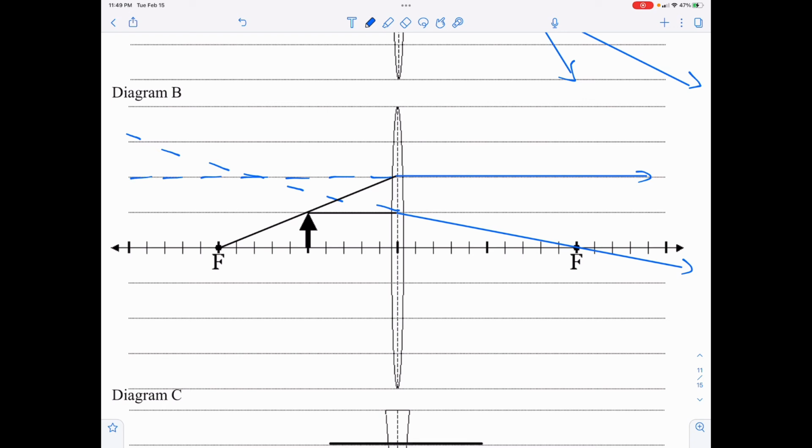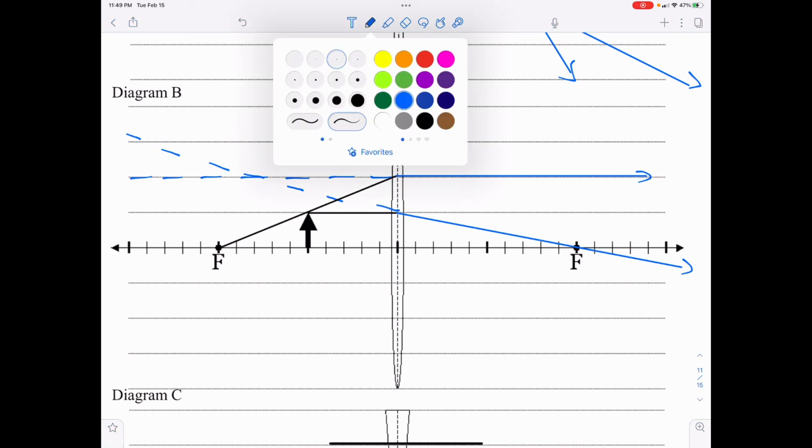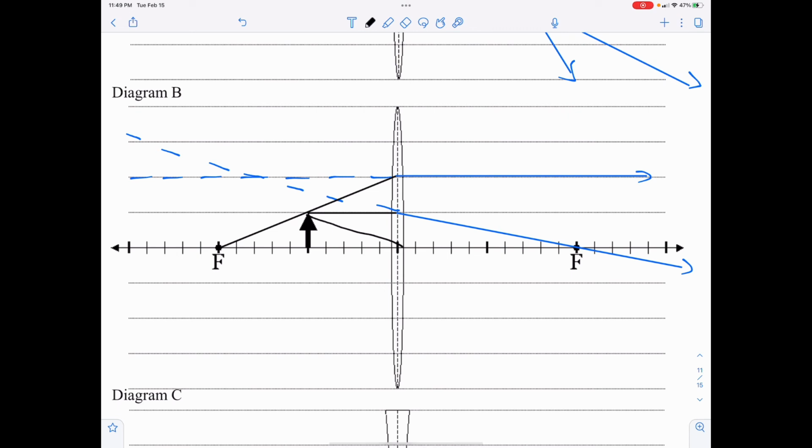Now notice, the third one is to just go through the center of the lens. So if I go through the center of the lens, it would be like this. Kind of unrefracted, but then if I follow the back ray back through this, you can see it's meeting at a very similar spot. So I'm not going to focus so much on that third ray. Let's just focus on the 2 we have so far already.